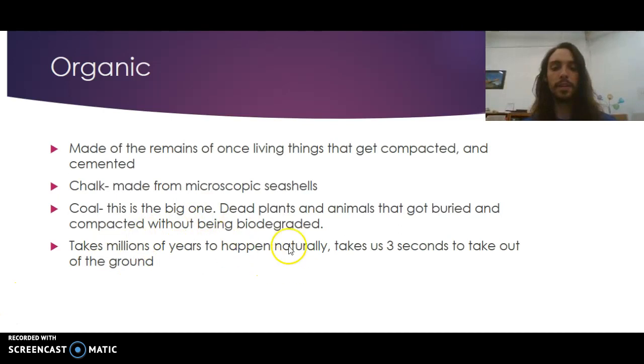So it takes millions and millions of years to happen naturally, but it takes us 3 seconds to take it out of the ground and burn it. So coal is pretty awesome for that, but it's also kind of sad to think about how long it naturally takes to happen, and then how quickly we kind of destroy that process.